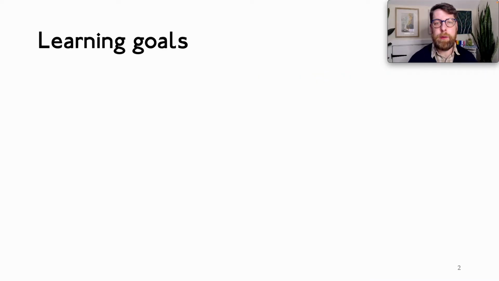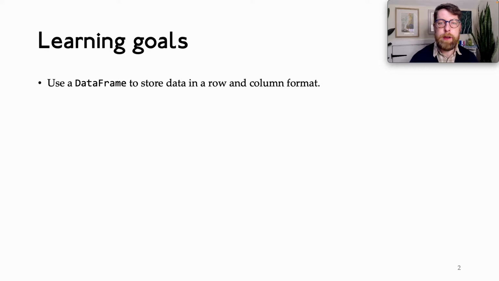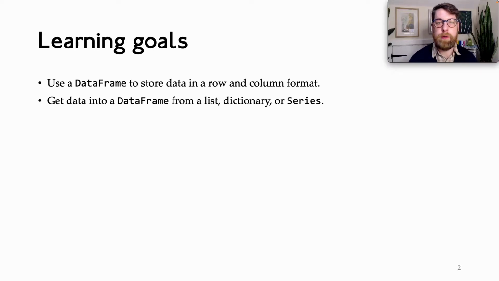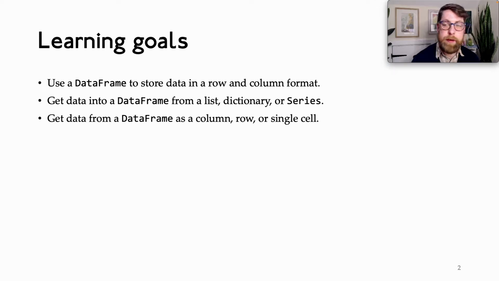So the learning goals for this one here today are to get used to the idea of a data frame, what we'd want to do with it, and to think of it as storing data in a row and column format, primarily. We're going to get data into that data frame from a list, from a dictionary, or from a series. We're going to get data back out of that data frame. We're going to see that by column, by row, and by single cell, and maybe some other ways as well.